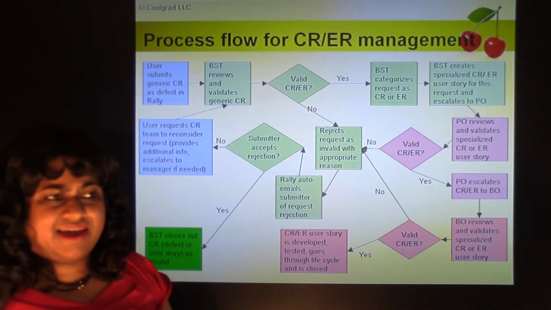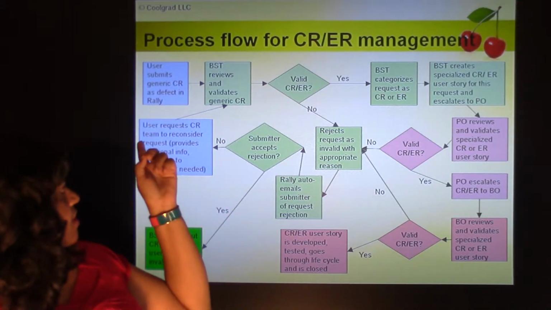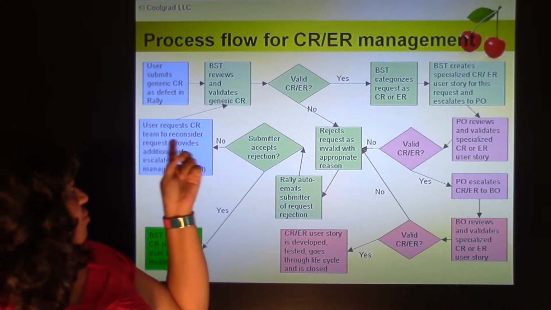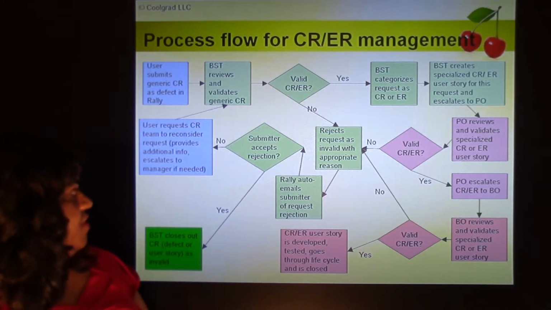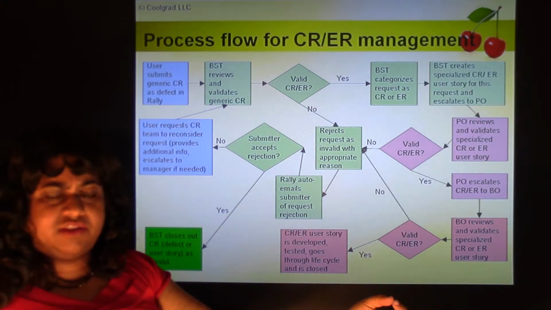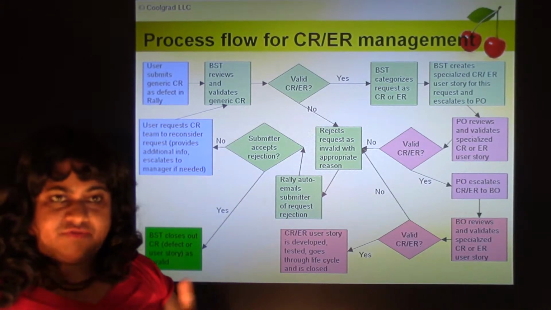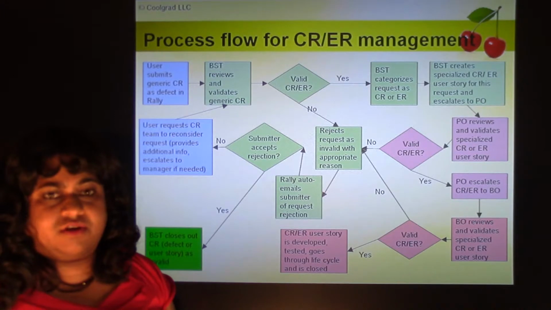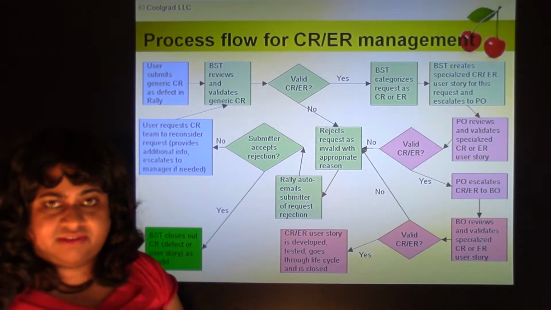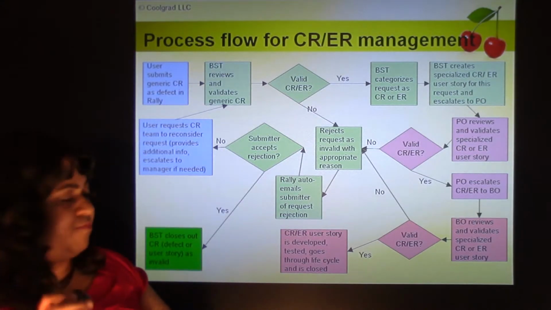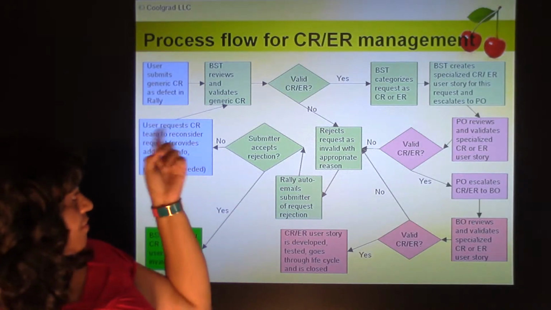Suppose the submitter says, hey, I think it's valid, why do you say it's invalid? I want to get this done. So what can the submitter do? Submitter requests the CR team to reconsider the request, provides additional info, escalates to his manager if needed. Suppose the field service engineer submitted a CR and then it was rejected, but he thinks, hey, I need this done. So the field service engineer can escalate it to his manager to be the point of contact and provide more information and convince the business team to get this implemented, or he can himself provide additional info and try and get it done. So whatever he needs to do, he does.